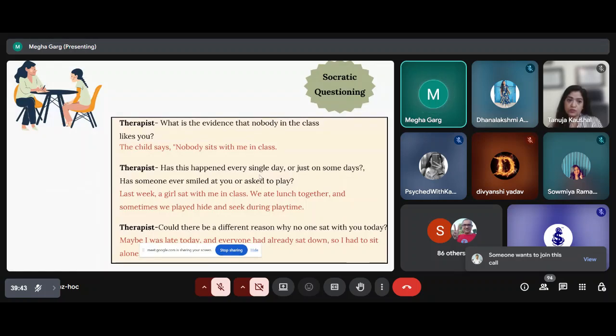So now the child says, yes, last week a girl sat with me in class, we eat lunch together and sometimes we play hide and seek during playtime. In this way, the therapist helps the child to evaluate their own thoughts and check if their thoughts are true or not. The next thing the therapist asks, could there be a different reason why no one sat with you today? So now the child says, maybe I was late today and everyone had already sat down, so I had to sit alone. So this is how Socratic questioning is done.